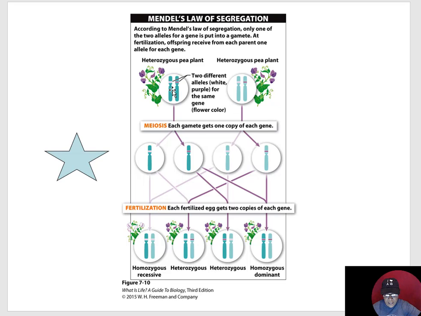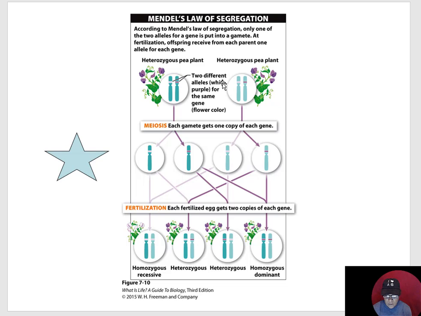So here we have what's called a heterozygous pea plant, which means it has two different alleles, okay? So we can see, and they're using coloration here. The lighter color is signifying one version of that gene, and the darker color is signifying another version of that gene. So alleles, right? Two different alleles. We also have the new terminology, heterozygous, which means two different versions of the same gene.